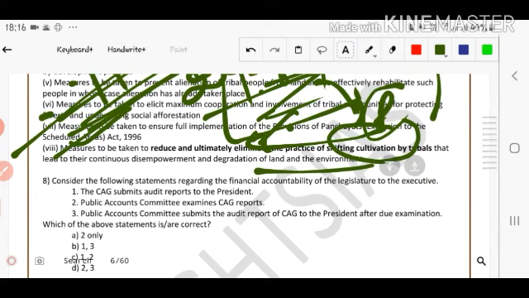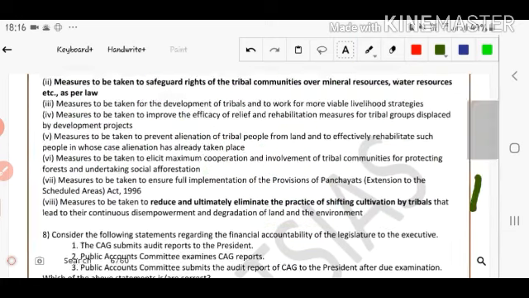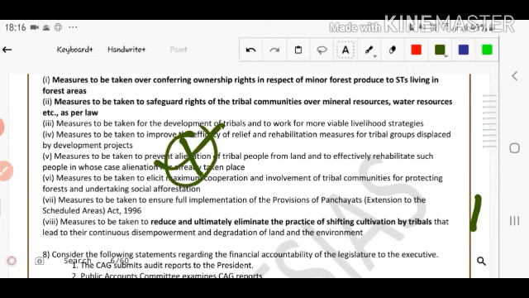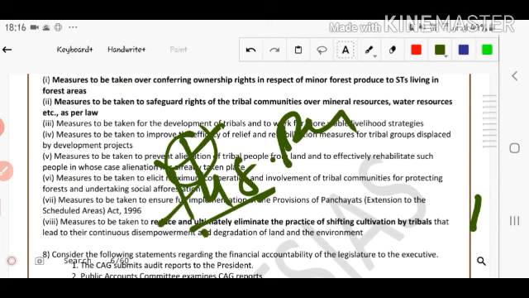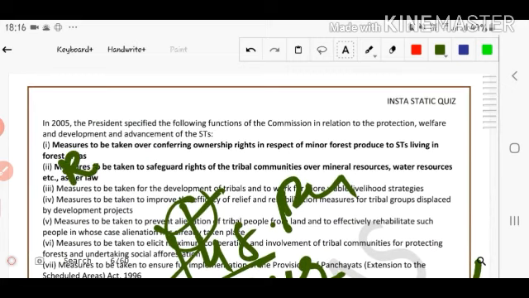Okay? Let's discuss the next question that is related to the CAG. The CAG is one of the watchdog offices, and the CAG is appointed under the seal and warrant of the President himself. It is given in Article 148 of the Constitution, and its powers are given in Article 149 of the Constitution. And why is it in the news? Because of the redaction activity.